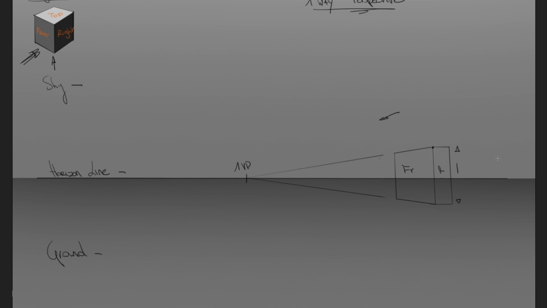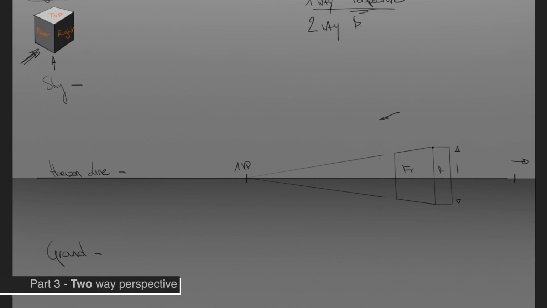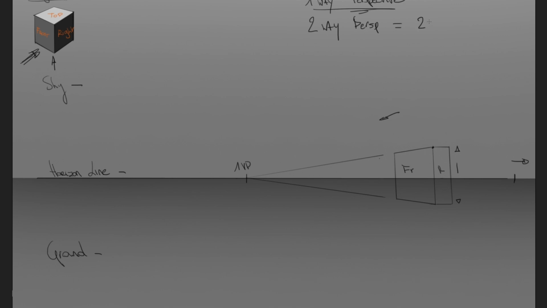That's when we're gonna need a second vanishing point. That can be over here, can be off the page as well. That's gonna be called a two-way perspective. What that basically means is two vanishing points. As I told before, one-way perspective, one vanishing point, two-way perspective, two vanishing points. I'm gonna show you how we work with that.